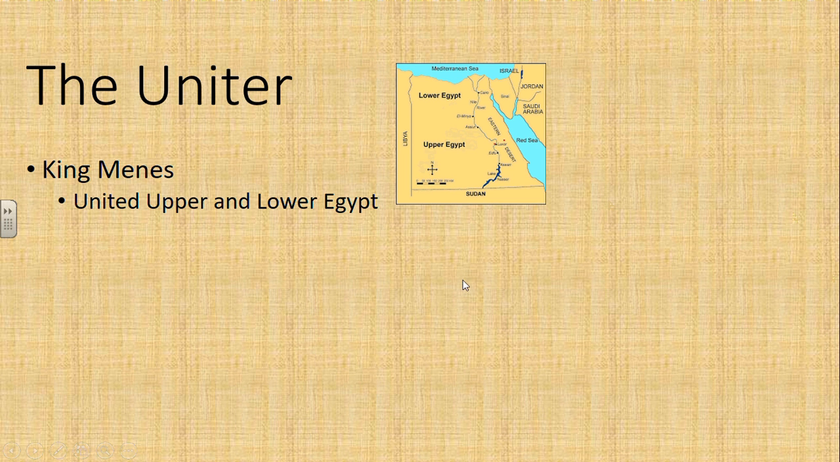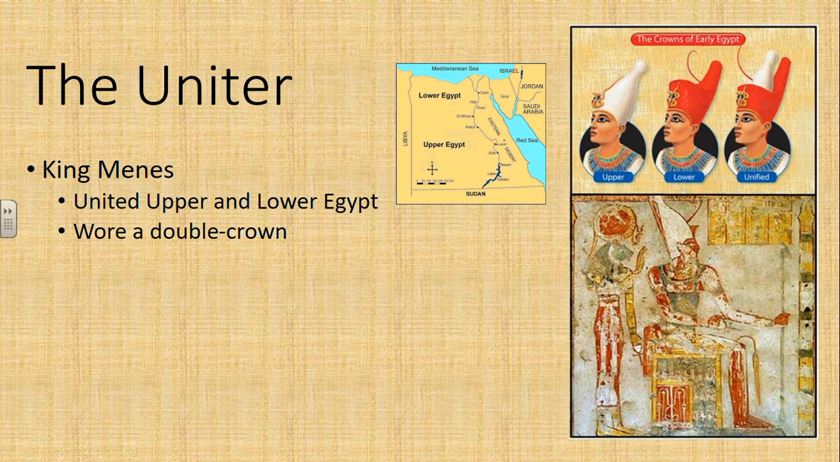And if you remember, it's backwards of what you think. Upper Egypt is down here and Lower Egypt is up here because the Nile River flows down. So this is downstream, upstream. So Upper Egypt upstream, Lower Egypt downstream. But King Menes was in charge of Upper Egypt, then took over Lower Egypt and was in charge of all Egypt. He wore a double crown, and he did this to show that he was in charge of all Egypt.